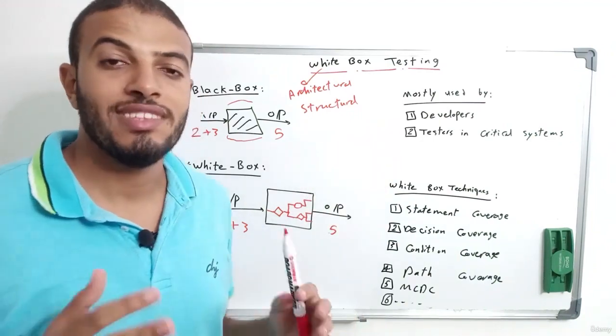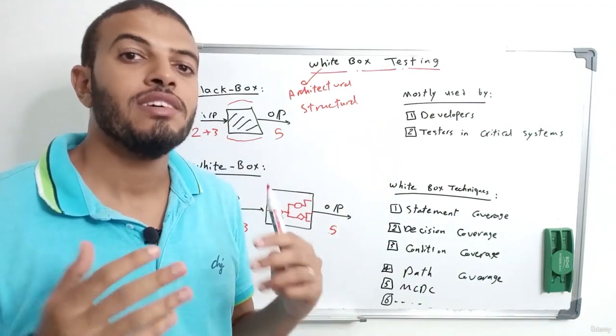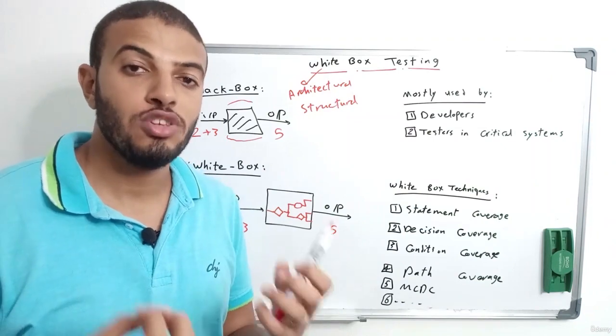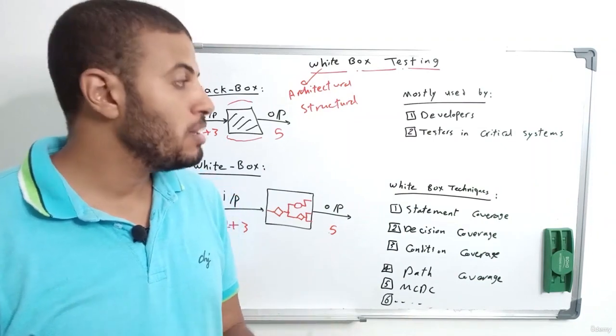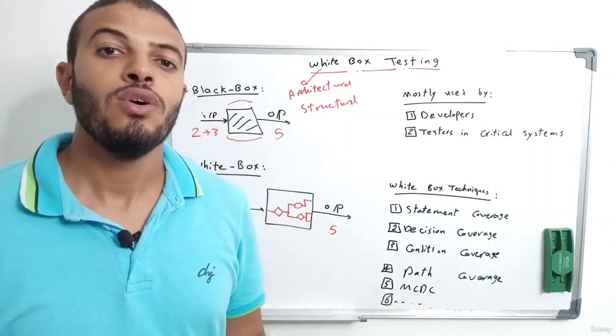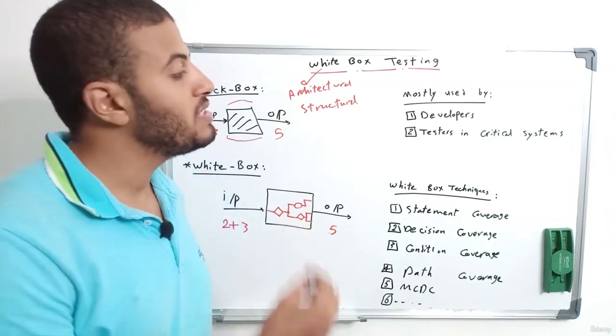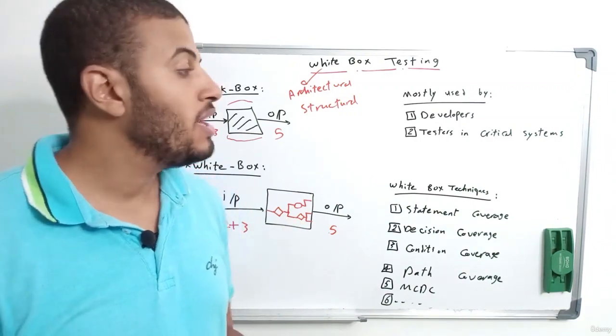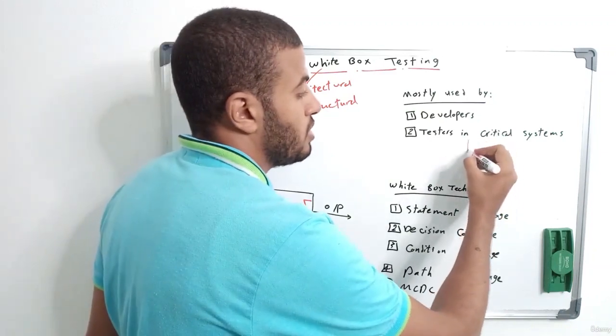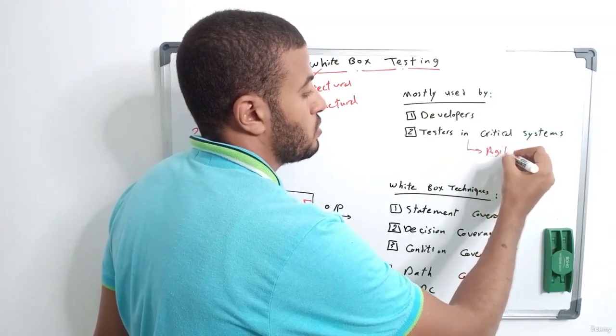Okay, any developer who is testing his code must understand white box testing. When he is performing unit testing or component testing, he must use the white box techniques on his code. And it is also used by testers in critical systems. Okay, and also we can say sometimes in agile modes.